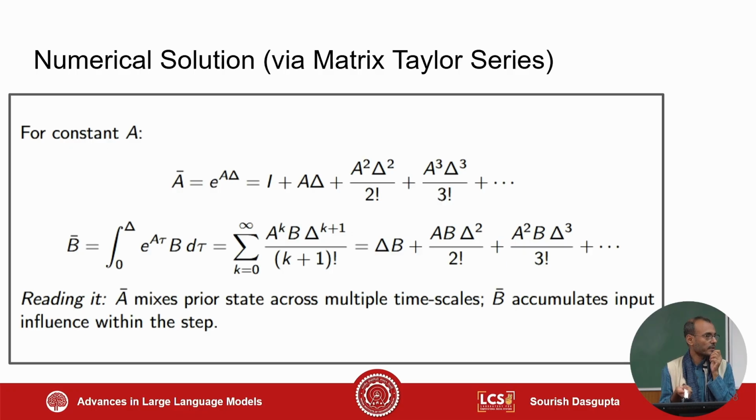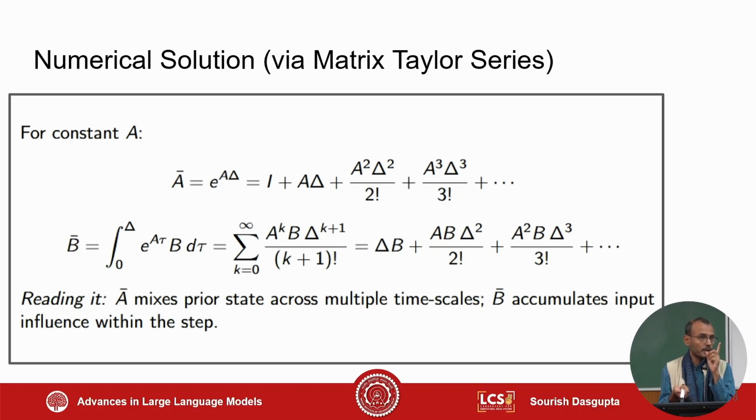You just use the matrix version of the Taylor series. e to the A delta would be I, the identity matrix, plus A delta plus A squared delta squared by 2 factorial and so on. And B bar would be the integration of e raised to A tau B d tau, which is going to be this.